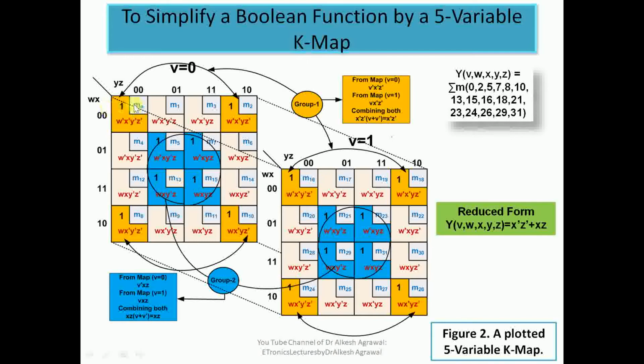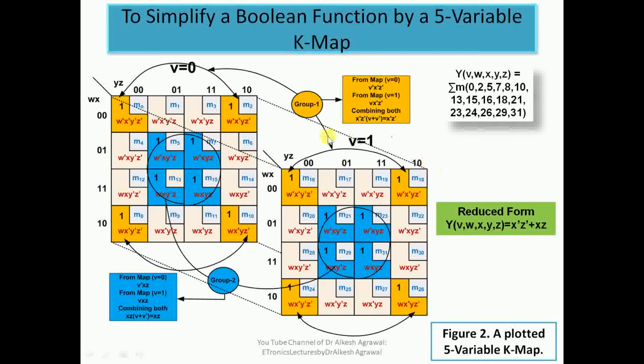So we have plotted minterms m0, m2, m5, m7, m8, m10, m13 and m15 in the v equal to 0 map, and minterms m16, m18, m21, m23, m24, m26, m29, m31 in the v equal to 1 map. Now, as I have already told you, we have to focus on the individual maps as well as on both the maps. First of all, in this map all the cornered minterms are plotted, which form a group of 4 minterms.